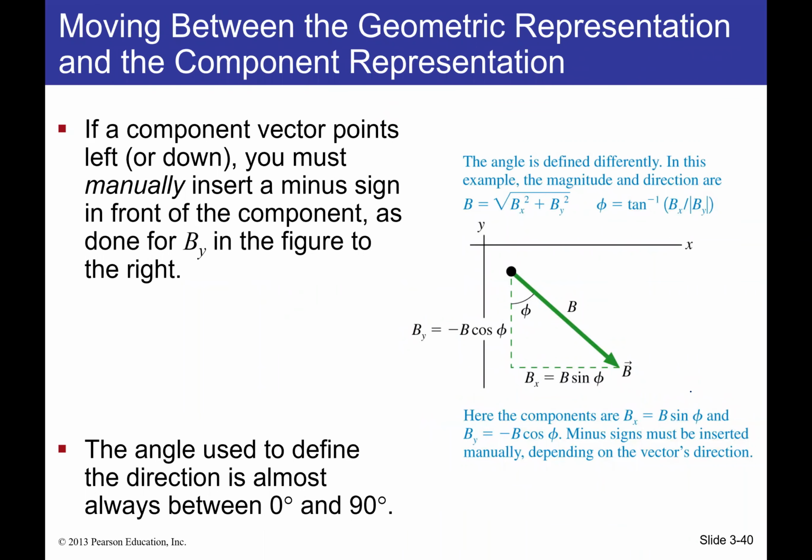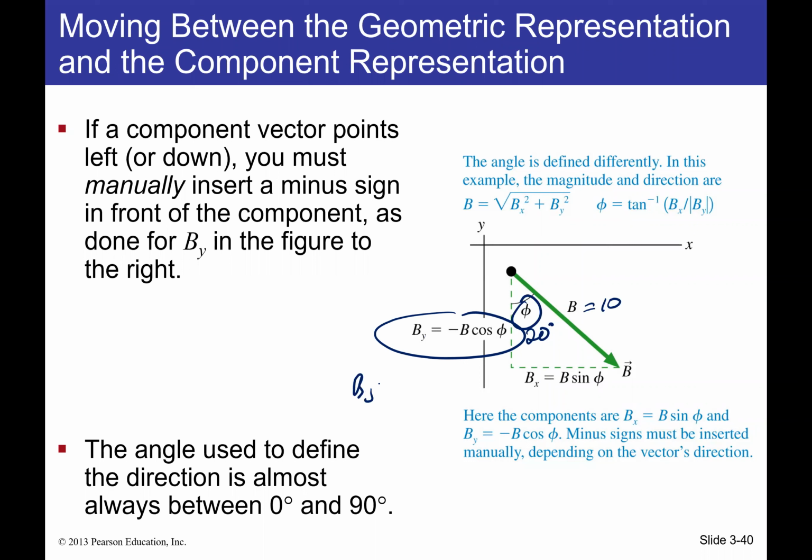Okay, so if a component vector points left or down, you must manually insert the minus sign in front of the component, just like I've been doing, as done for By in the figure to the right. Here's a vector. If I'm using this angle phi over here, which is the local angle with respect to the adjacent and opposite sides of that triangle, say this is 20, then I'm going to get positive values. But I understand this vector B is in the 4th quadrant and the y component should be negative. Say this is 10.